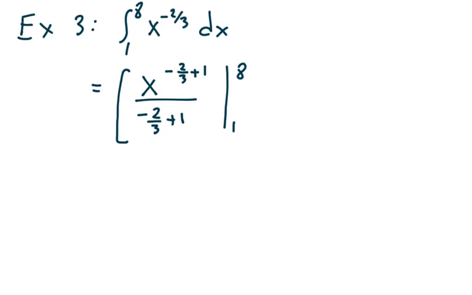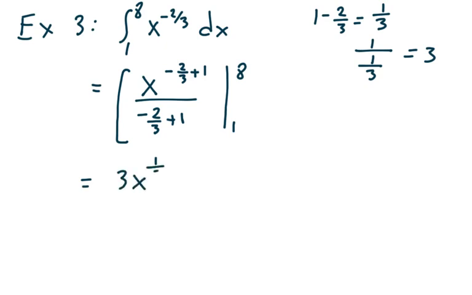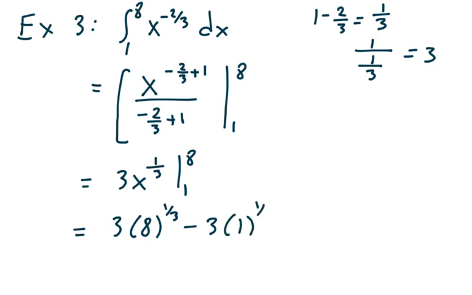But remember, negative 2/3 plus 1, or 1 minus 2/3, is the same as a third, right? And so I'm going to move that. Well, also, let's write this. So 1 over 1 over 3 is the same as 3. So this is 3x to the 1/3 from 1 to 8. So I'm going to replace x with 8. That's the upper limit. And I'm going to replace x with 1. That's the lower limit. And I'm going to subtract the results.